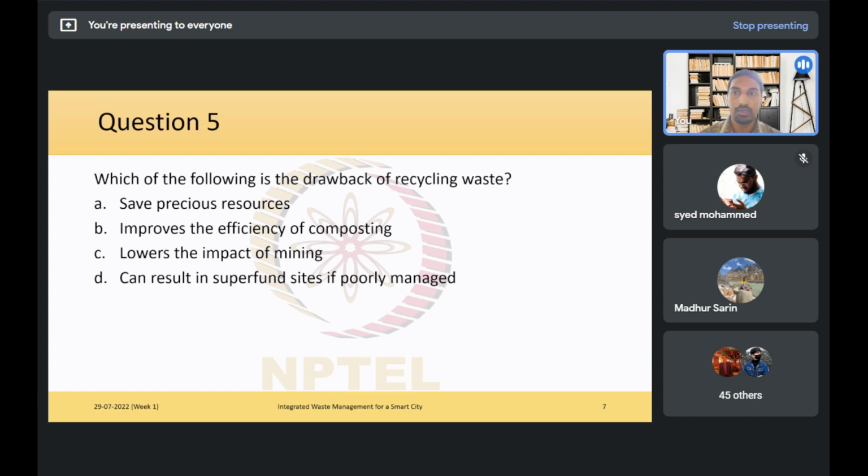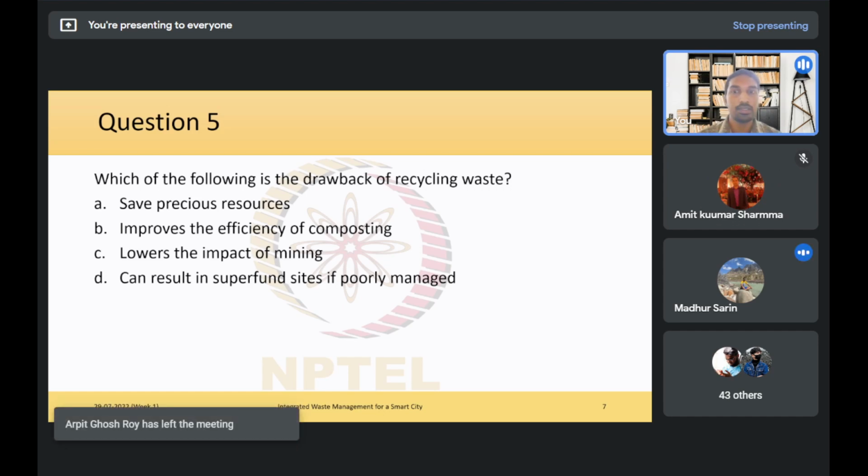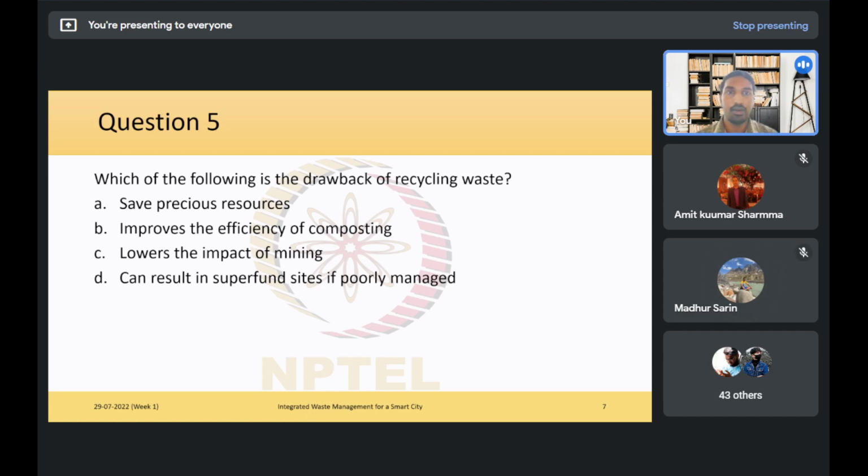So we save resources, we improve the efficiency of composting, right? We can separate the organic and the non-organic parts, and then recycle those non-organic wastes, and leave only the organic waste for composting. And also this will help us reduce the amount of material that we mine for manufacturing or production, right? We can reuse materials from the waste, so that is going to lower the impact of mining. So the only negative aspect associated with recycling, from these four options, is that it can result in superfund sites if it is poorly managed.